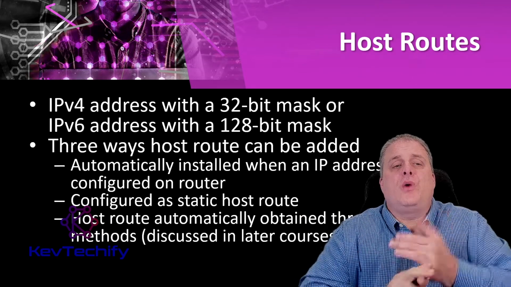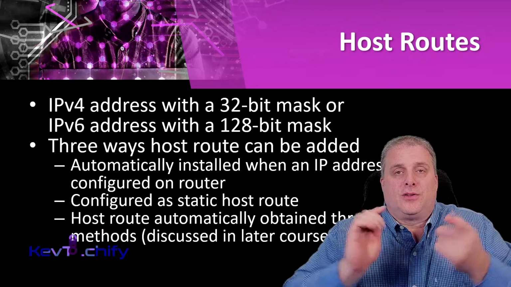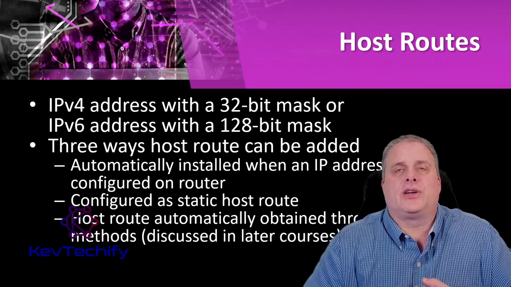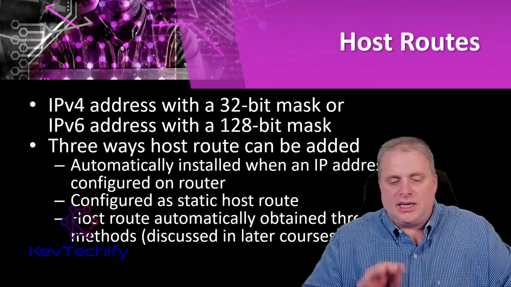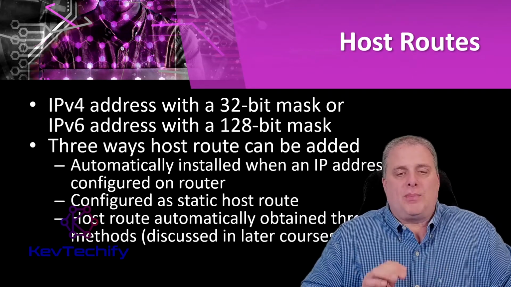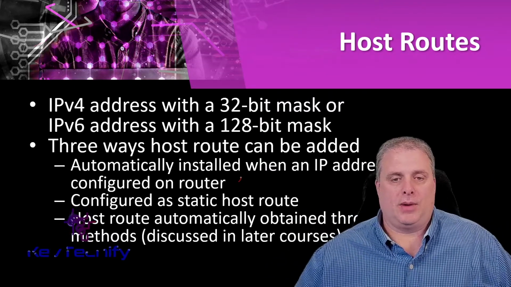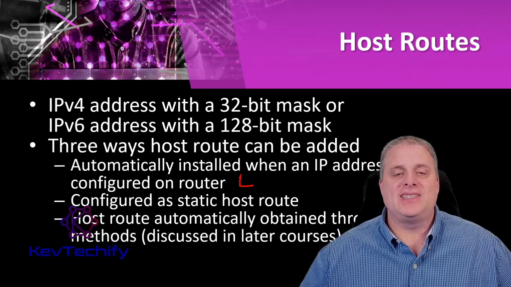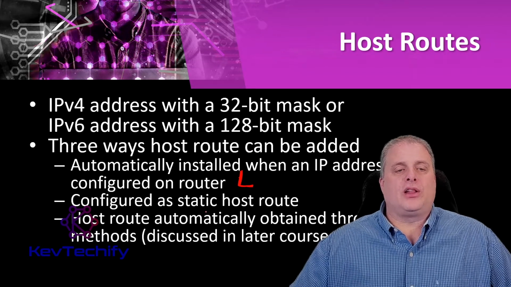Now, there's 3 ways a host route can be added. First way is it's automatically installed when you configure an IP address on the router interface. When you go into the interface, gig 0/0/0, you set up an IP address, it automatically puts it in there. That's that L record. Remember how we talked about that L code when you do a show IP route? That is the L. That is automatically put in there.